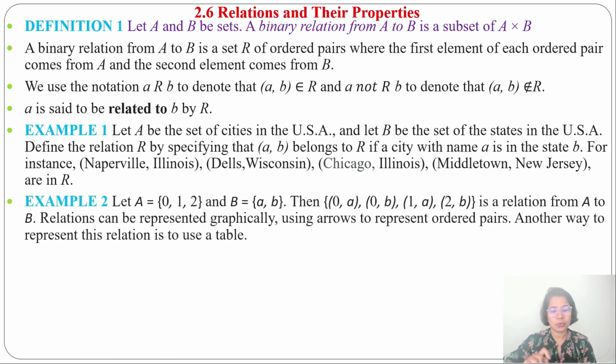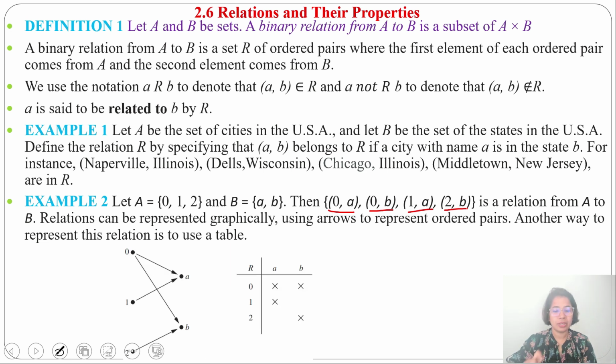Now example 2: let A contain 0, 1, 2 and B contain a, b, then (0,a), (0,b), (1,a), (2,b) is a relation from A to B. So a relation can also be represented graphically like functions. This is the graphical representation of the relation. Here 0 is related to a, 0 is related to b, 1 is related to a and 2 is related to b. And we can also make a tabular representation.